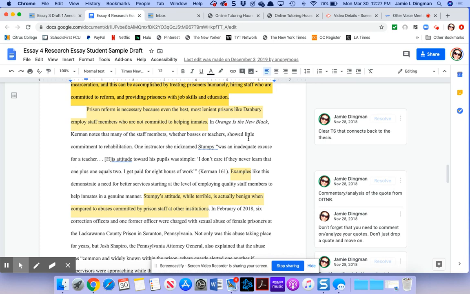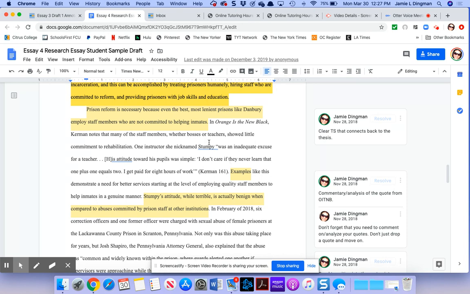In Orange is the New Black, Carmen notes that many of the staff members, whether bosses or teachers, showed little commitment to rehabilitation. One instructor she nicknamed Stumpy, quote, was an adequate excuse for a teacher. His attitude toward his pupils was simple. I don't care if they never learn that 1 + 1 = 2. I get paid for 8 hours of work, end quote. And note proper citation, last name of the author, page number.